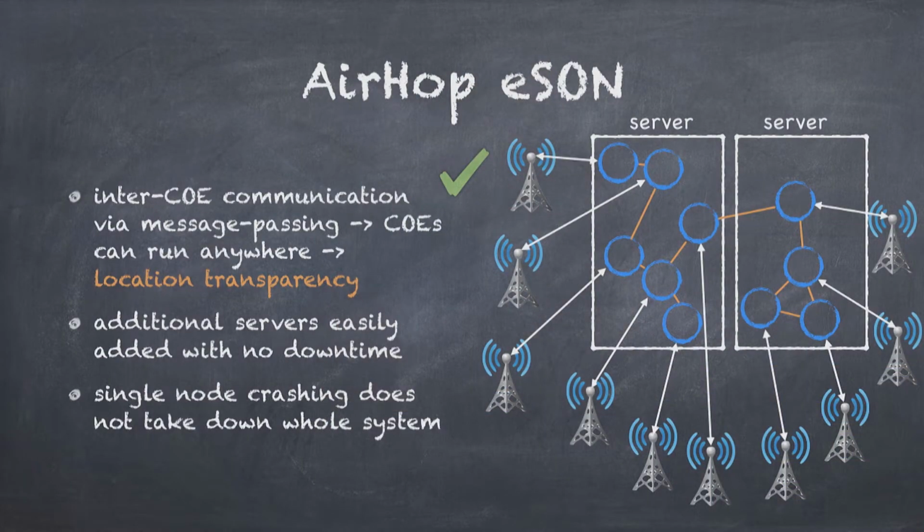They can also potentially run on the base stations themselves if that's a deployment model that the carrier wants to use. Additional servers can easily be added because it's much easier to add a server and then start spinning up new COEs on it than it is to coordinate tricky ways of scaling the monolithic thing that I showed at the beginning. And obviously if a single node crashes, then yes, you'll temporarily lose some COEs for the base stations that the crashed node was serving, but the base stations will re-register quickly with the system, and the COEs for them can be spun up somewhere else.